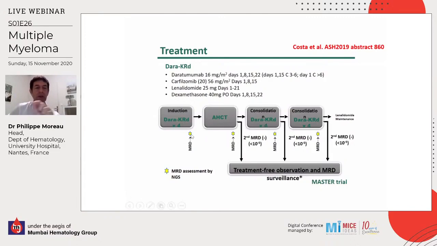And you see here this yellow star: MRD was systematically assessed after each step of the strategy, after induction, after autologous stem cell transplantation, after the first consolidation phase, after the second consolidation phase. So a serial assessment with NGS at 10 to the minus 5. And when patients were twice consecutively MRD negative, the treatment was stopped.